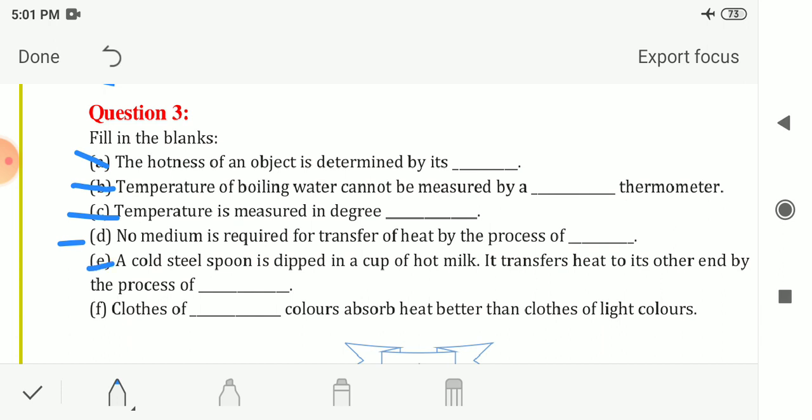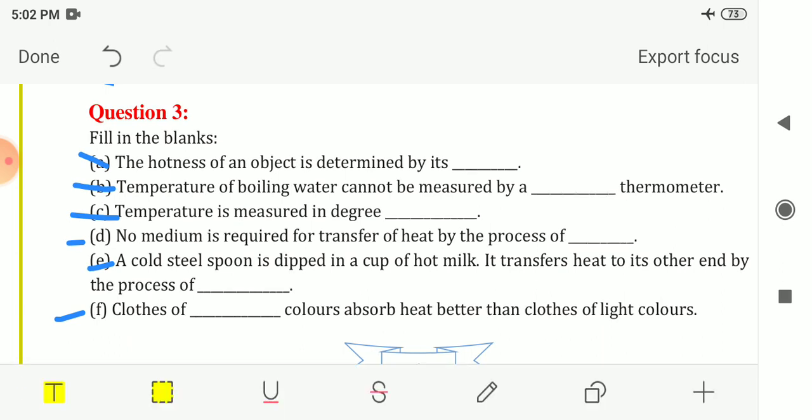Next is, a cold steel spoon is dipped in a cup of hot milk and it transfers heat to its other end by the process of blank. So it transfers the heat by the process of conduction. As we had seen, in most of the metals the transfer of heat takes place by the process of conduction. So your answer is conduction. Next is, clothes of blank colors absorb heat better than the clothes of light colors. So your answer is dark. Clothes of dark colors absorb heat better than the clothes of light colors.